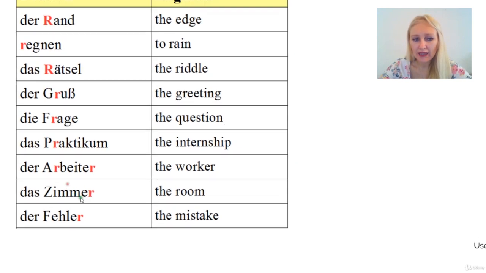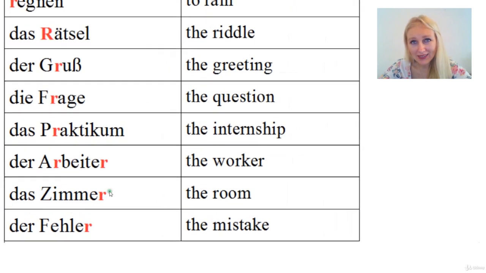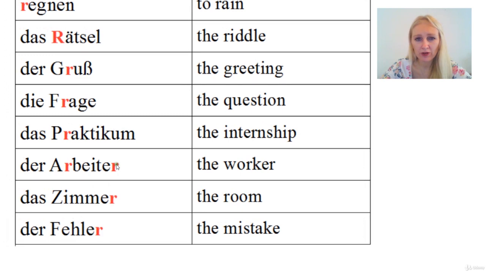Das Zimmer. If you want, you can say Zimmer, so with an A at the end, Zimmer. This is how we would pronounce it. Der Fehler, der Fehler. So you see, it's just pronounced like an A. Der Arbeiter, das Zimmer und der Fehler.